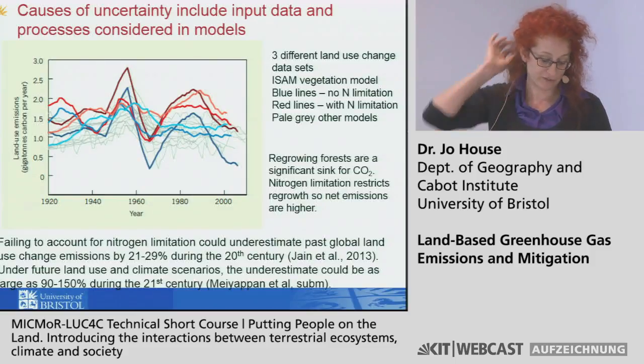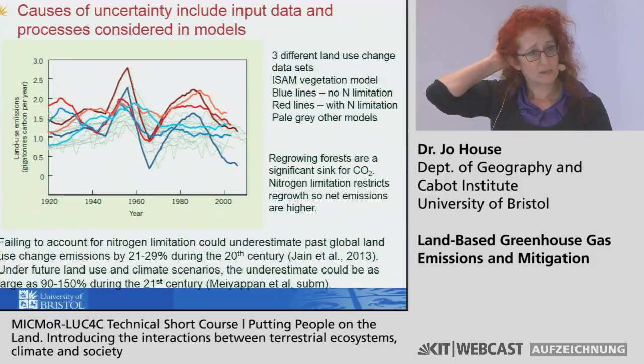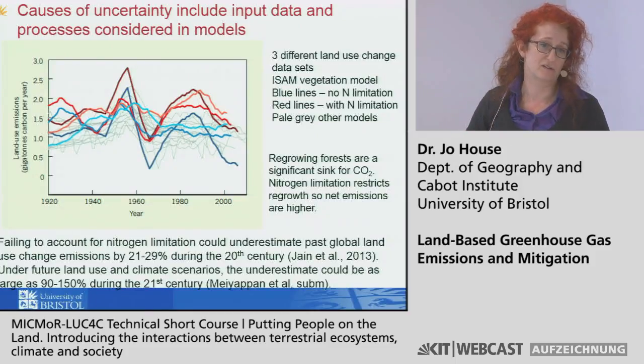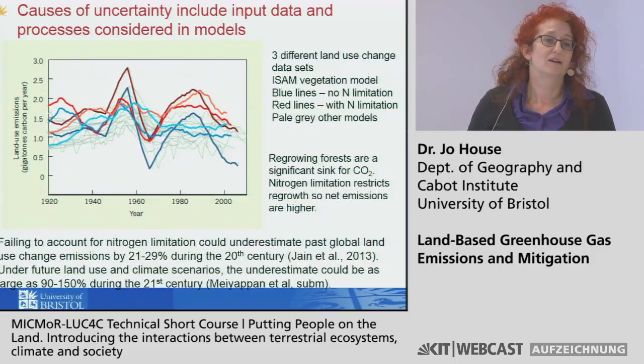We ran it out into the future as well, using the RCP scenarios and using different climate scenarios from different models, and the underestimate going out into the future, so the 21st century, could be as large as 90 to 150%. So those are quite high numbers, and really what needs is, yes, Alma.